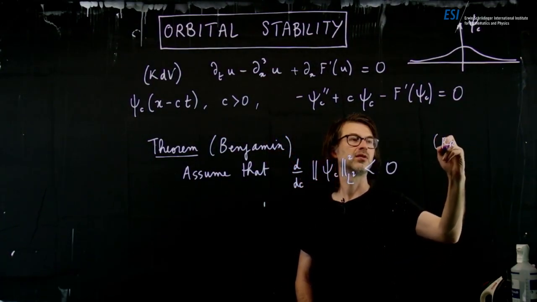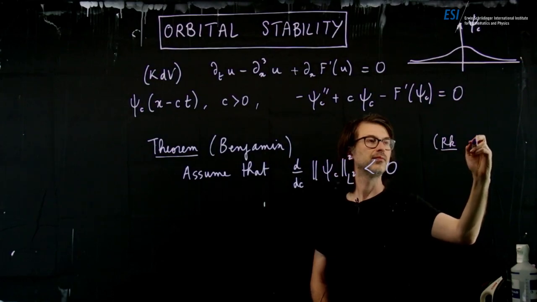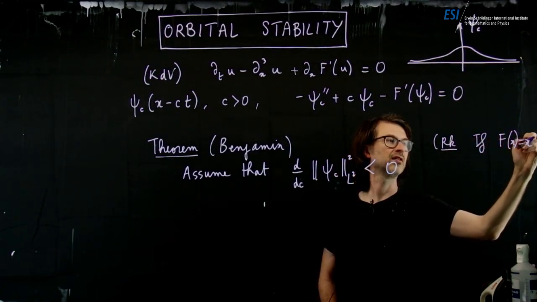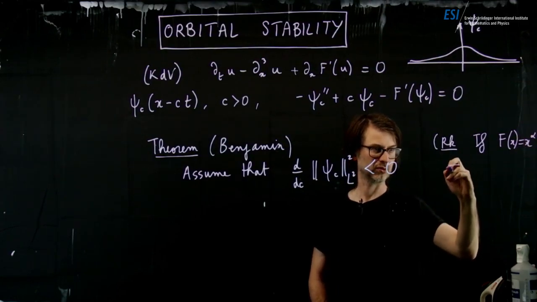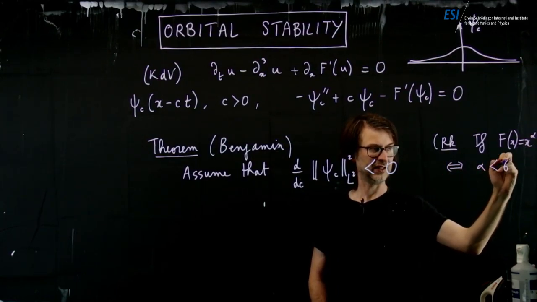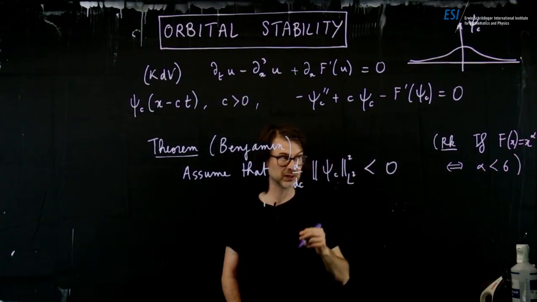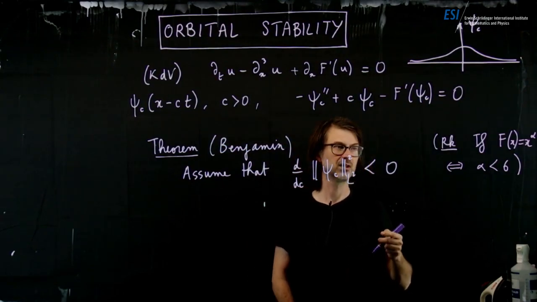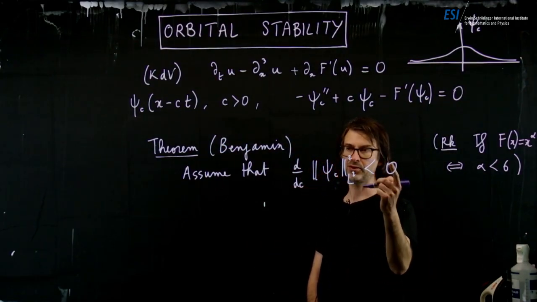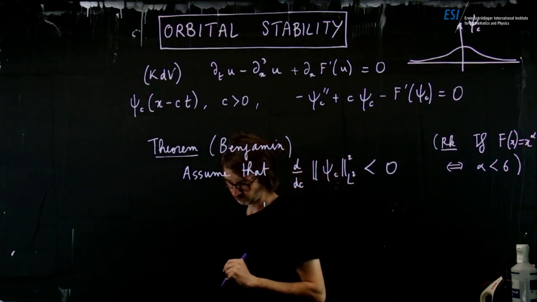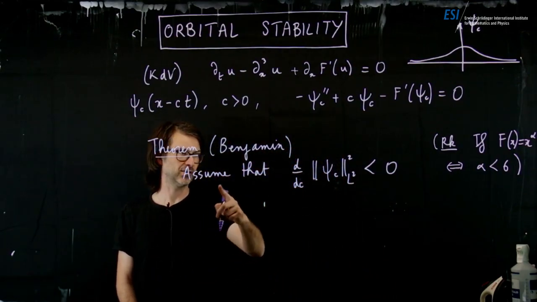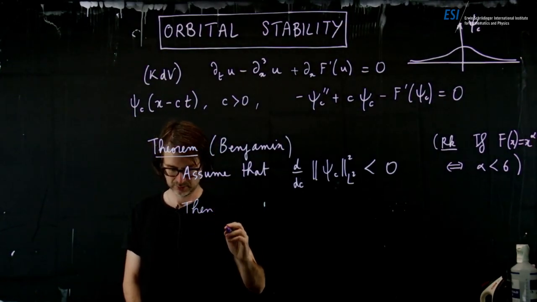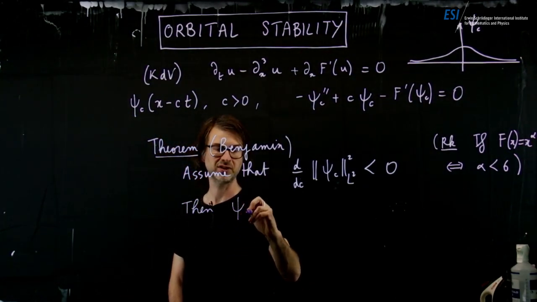Remark: if f of v x equals x to the alpha, this corresponds to alpha less than 6. So you know, the range over which you get global solutions agrees with the range over which you're going to get stability. Okay, so under this condition, then psi c is orbitally stable.